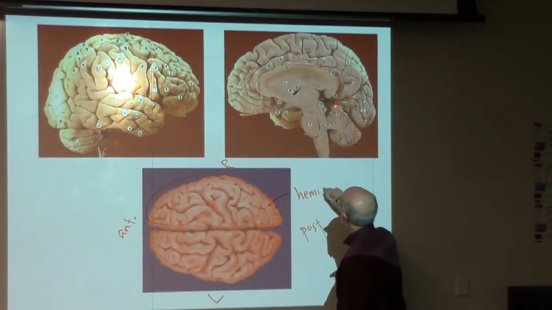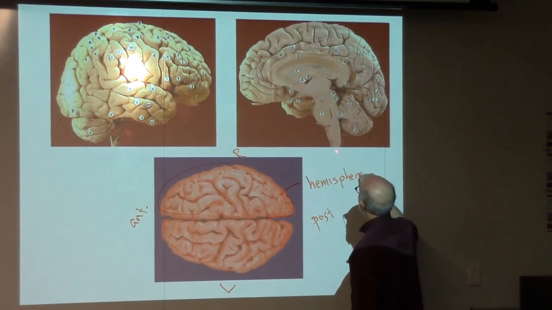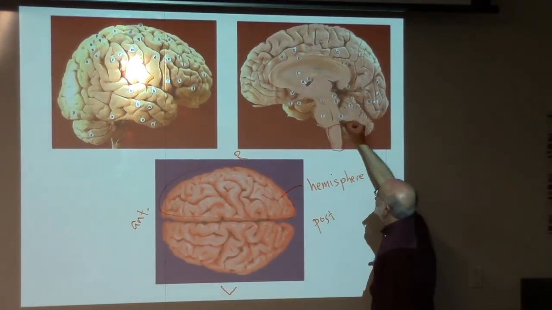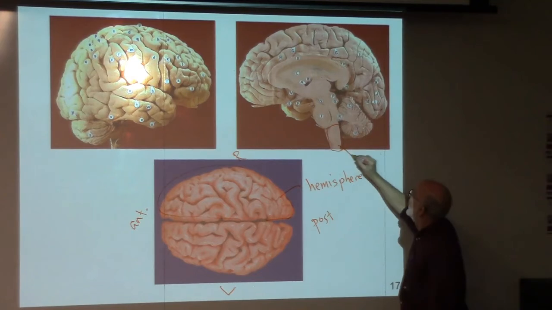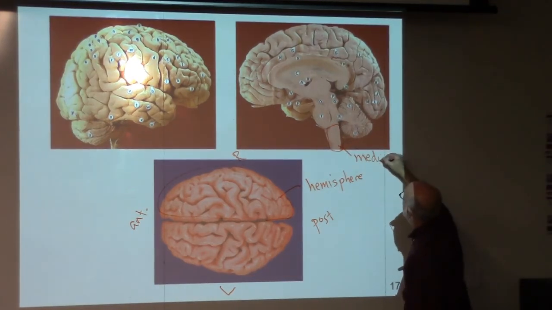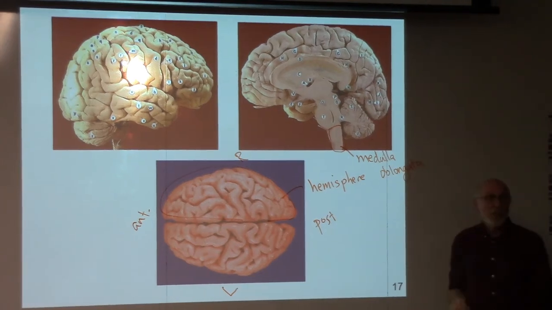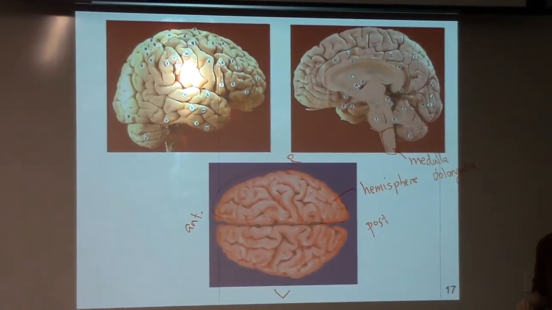Is this the medulla oblongata? Good, okay, right here, this part of the brainstem is the medulla oblongata. You will want to know that name. You want to play it? Yeah. Okay, Eric?